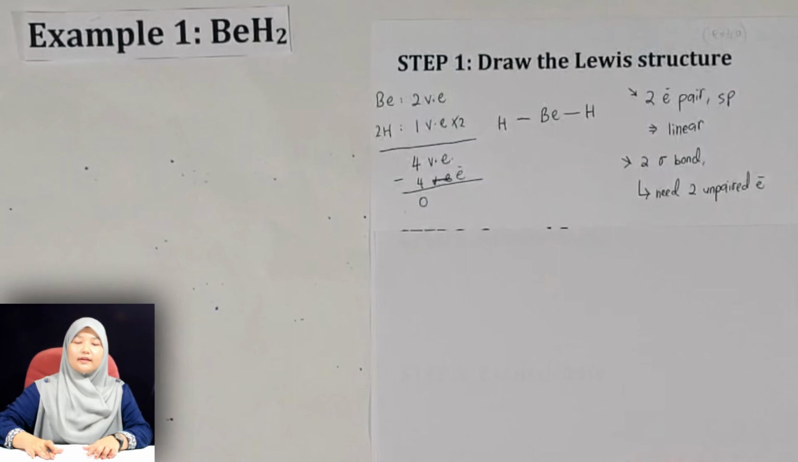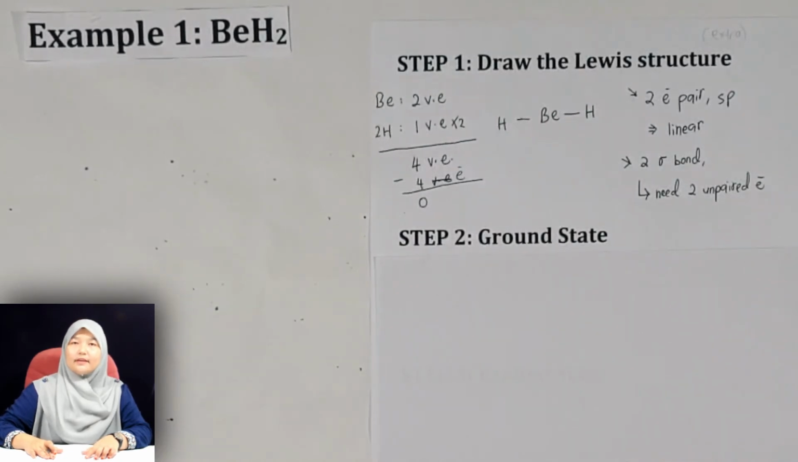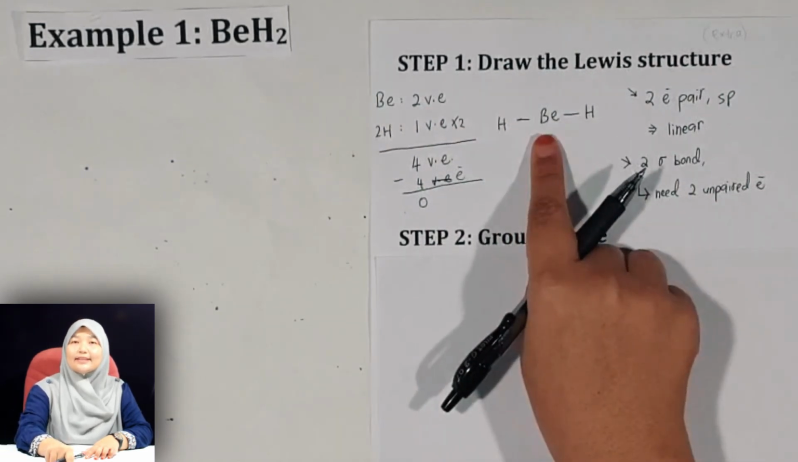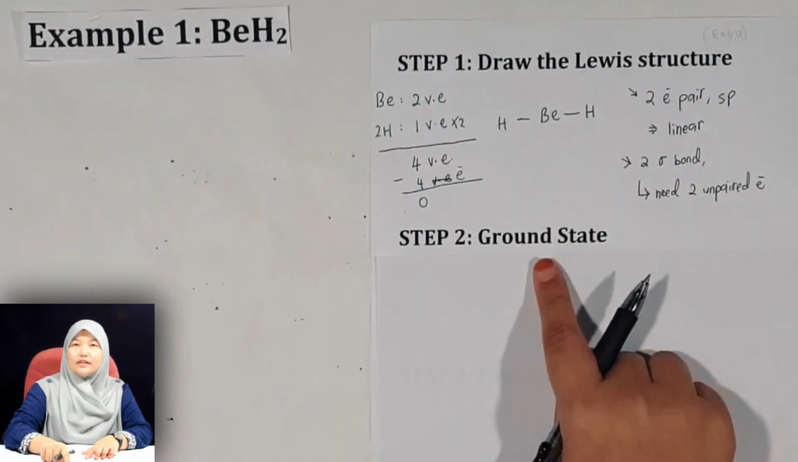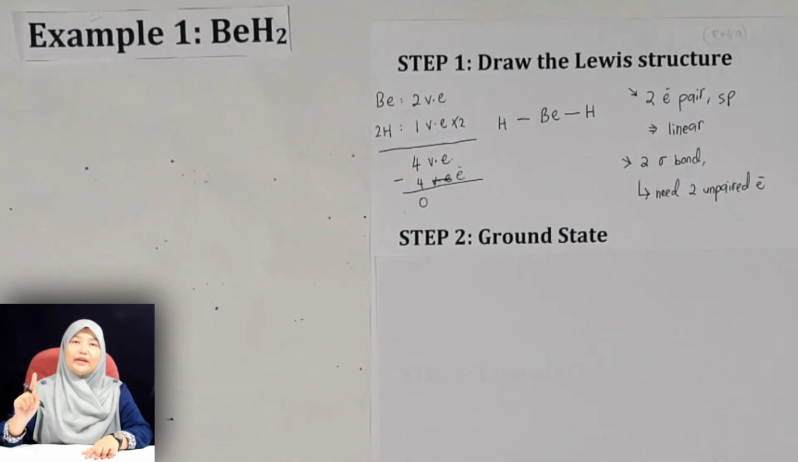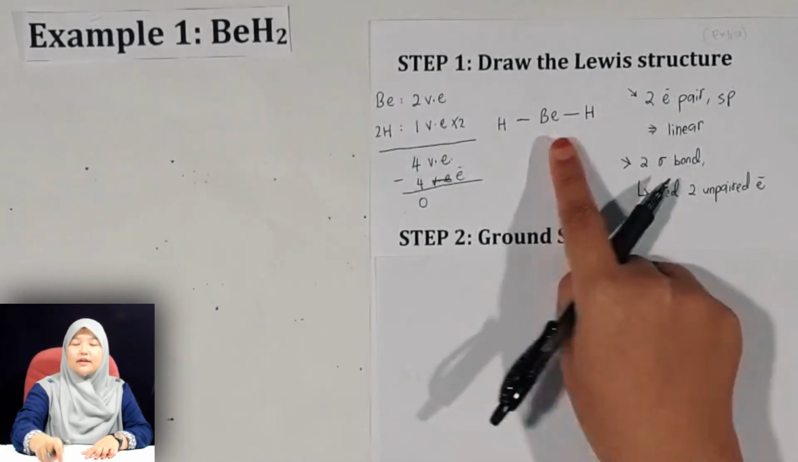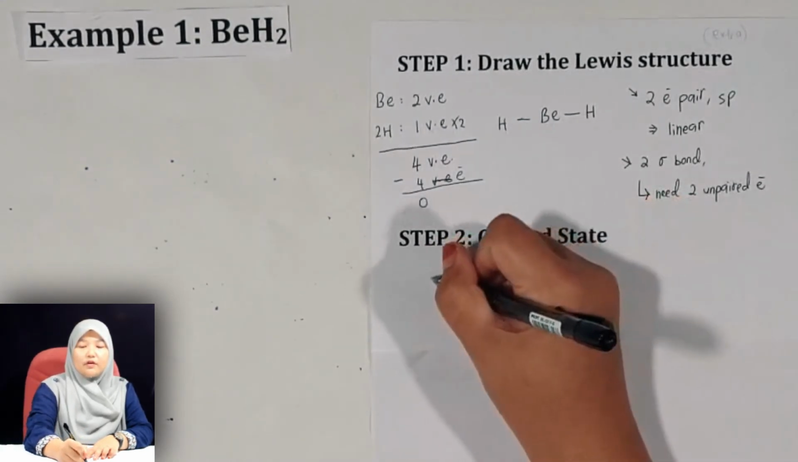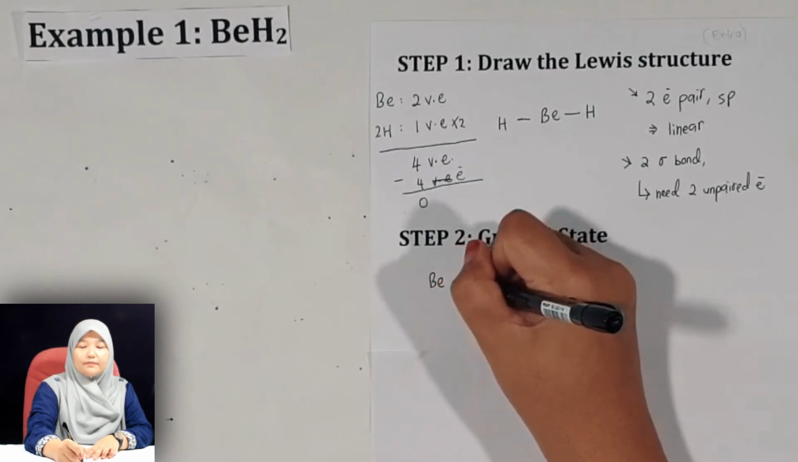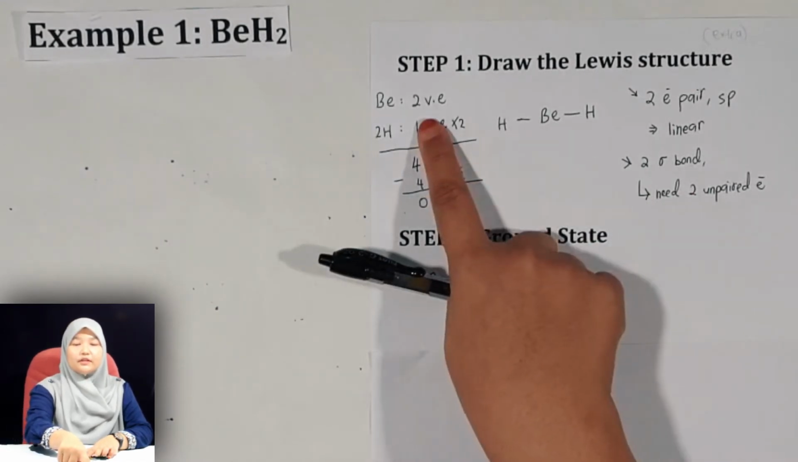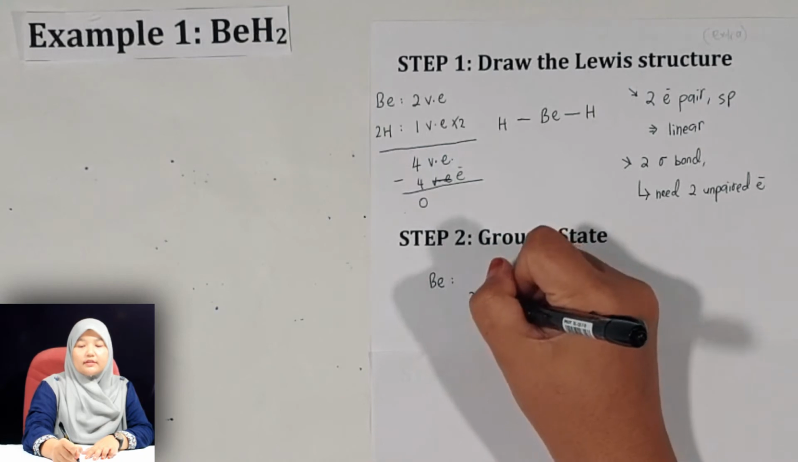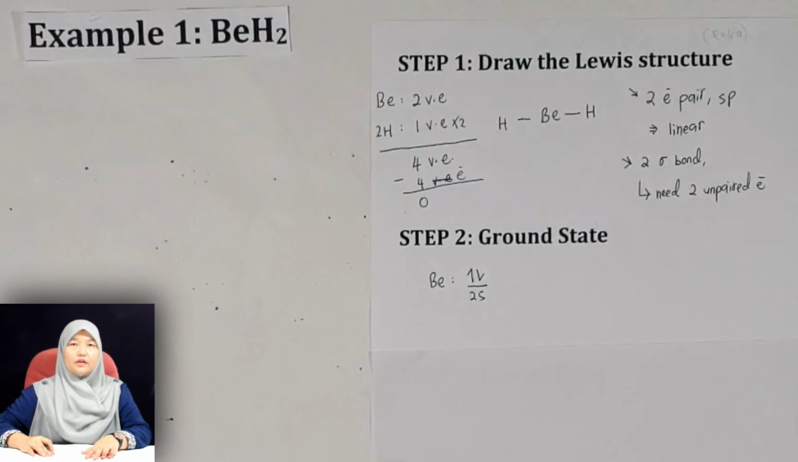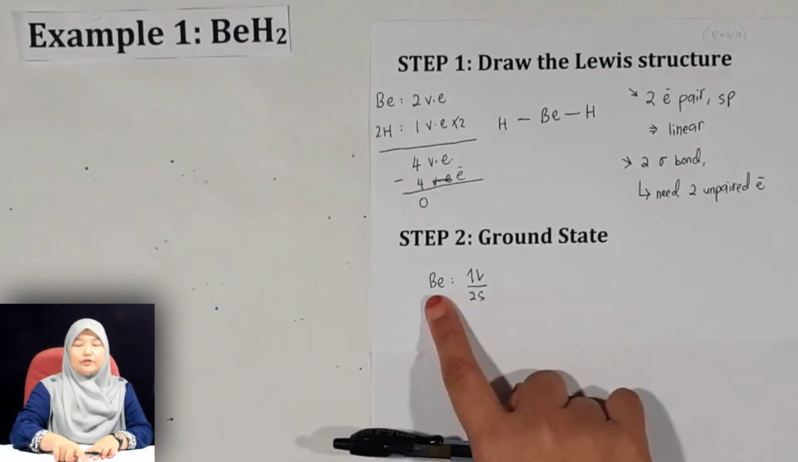Step yang kedua adalah ground state. Okay, please bear in mind, untuk soalan macam ni, kita tengok central atom sahaja. Jadi, ground state ini adalah untuk valence electron for Be. Jadi, kita kena tulis untuk Be. So, ground state of Be. So, valence electron ada 2. Terletak di 2s orbital. 1 elektron, 2 elektron. Okay, so ini adalah 2 valence elektron untuk Be.